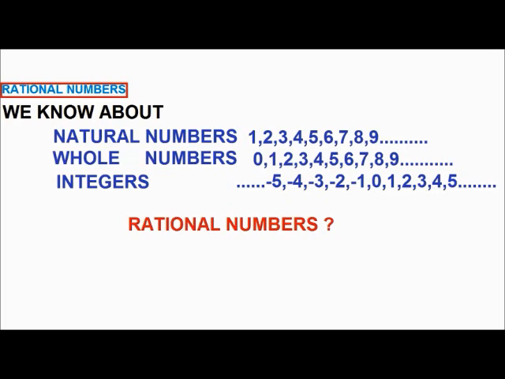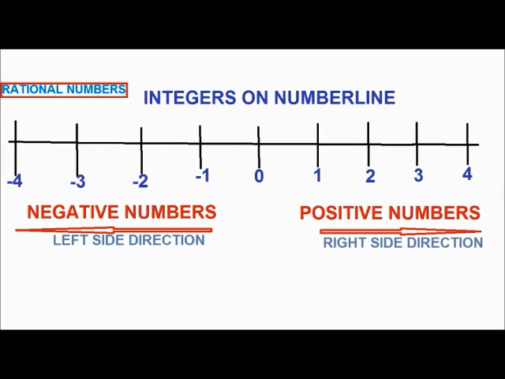We know about natural numbers 1, 2, 3, 4, 5, 6 and so on. Whole numbers 0, 1, 2, 3, 4, 5, 6 and so on. And also integers: negative numbers, 0 and positive numbers. And now what are rational numbers?